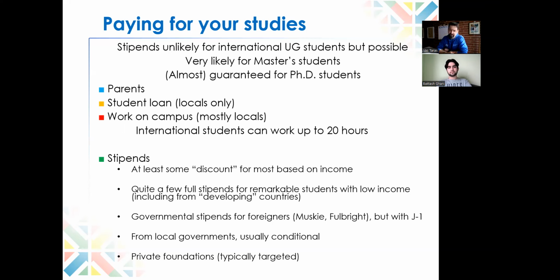Many get student loans, a good number. I don't know what the percentage is of those who get student loans, but I said 80% pay out of their pocket, probably no, maybe half have enough money to pay, and the other half usually get a student loan. And usually those are available to locals only.